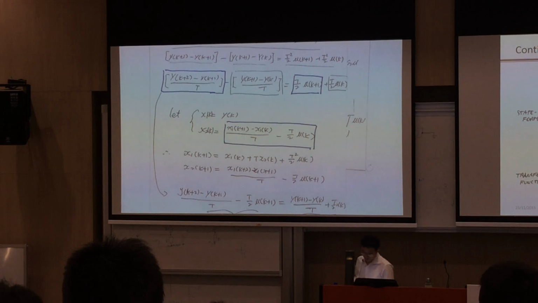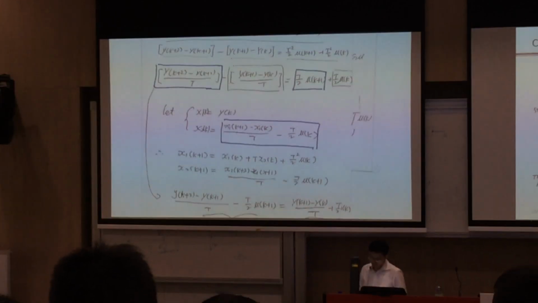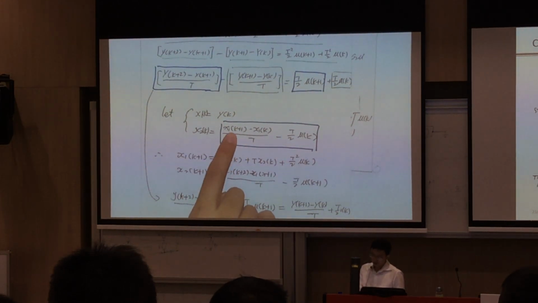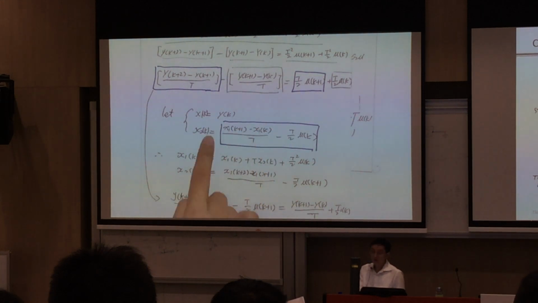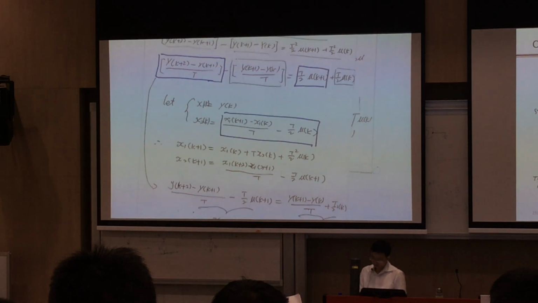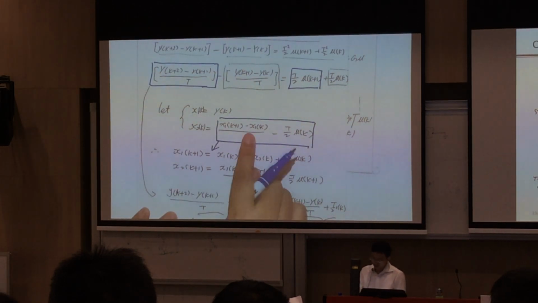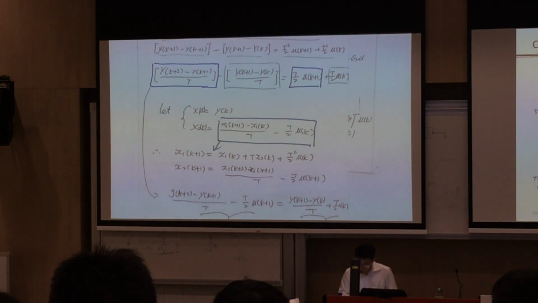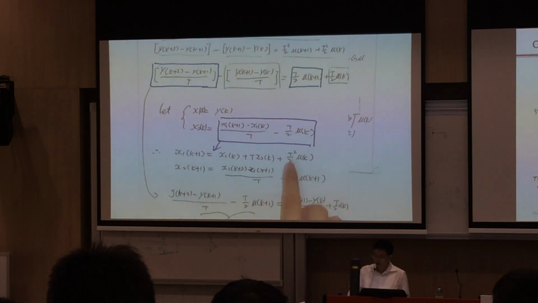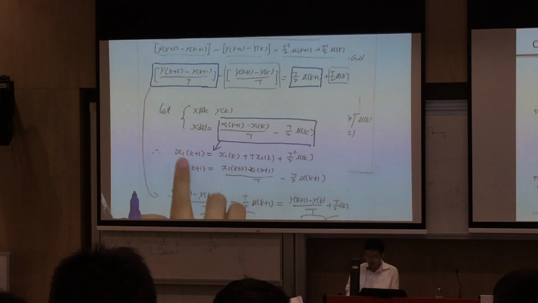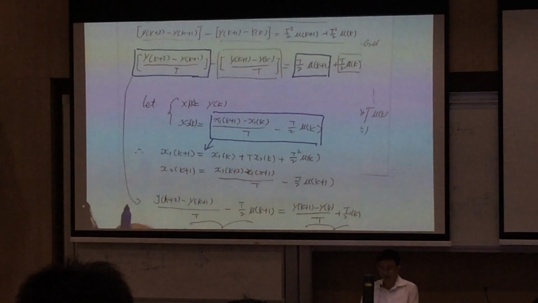Where did it come from? Your x1 k plus 1 equal to x1k. Then your t multiplied with x2k, then plus your half t squared uk. Because you get multiplied with t, right? So your half t becomes half t squared. So I get x1 k plus 1 as a function of x1k and x2k.